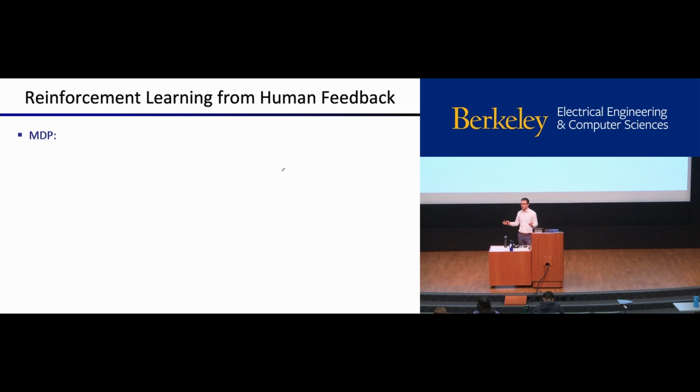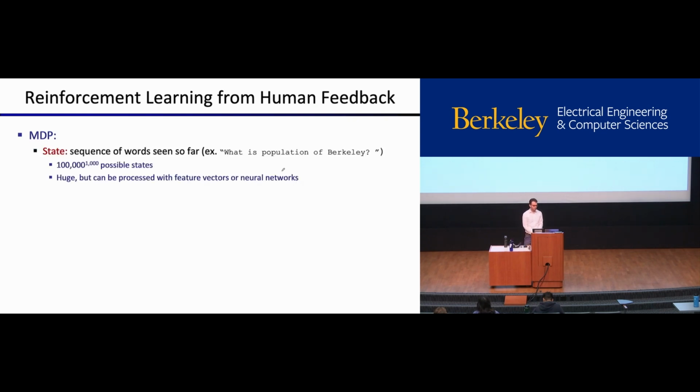So reinforcement learning, we have to have an MDP, right? We're always doing MDP stuff. I guess we could do a partially observable thing, but in this case, we only need a Markov decision process. So for reinforcement learning from human feedback, let's define an MDP for this problem. Well, the state is just going to be the sequence of words that we've seen so far. So, what is the population of Berkeley?